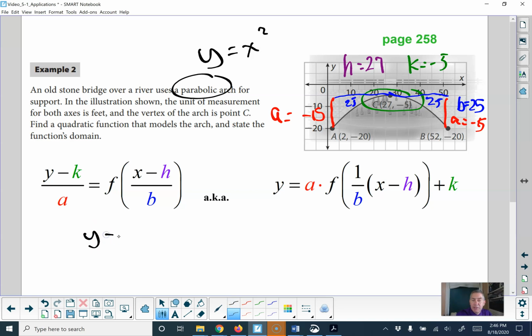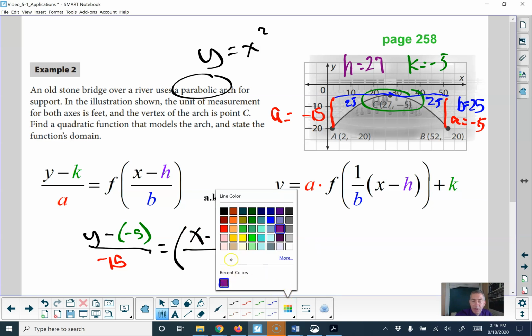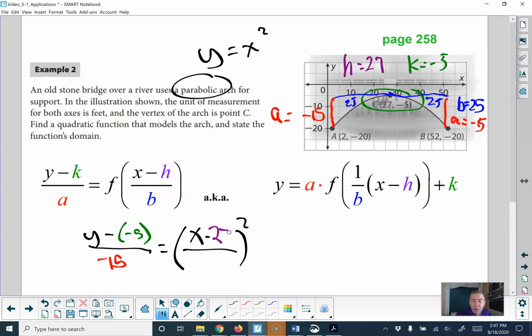Y minus k, k is negative 5. Y minus negative 5 over a, a is negative 15, equals, the function is squared, x minus, my h was 27, over my b, which is 25. And there you go. That could be a finished piece of work.